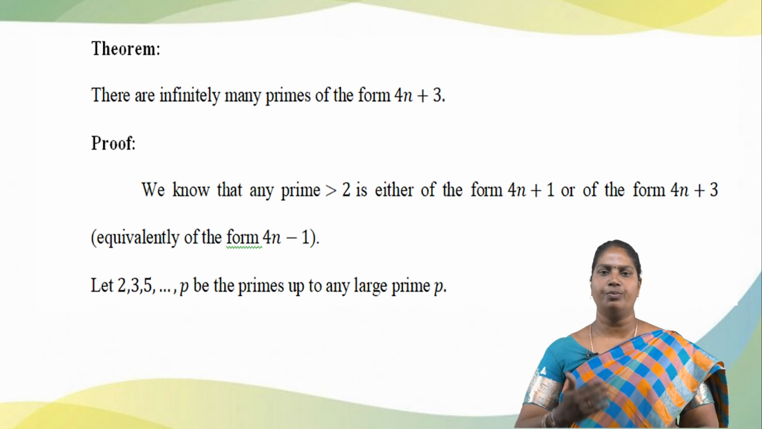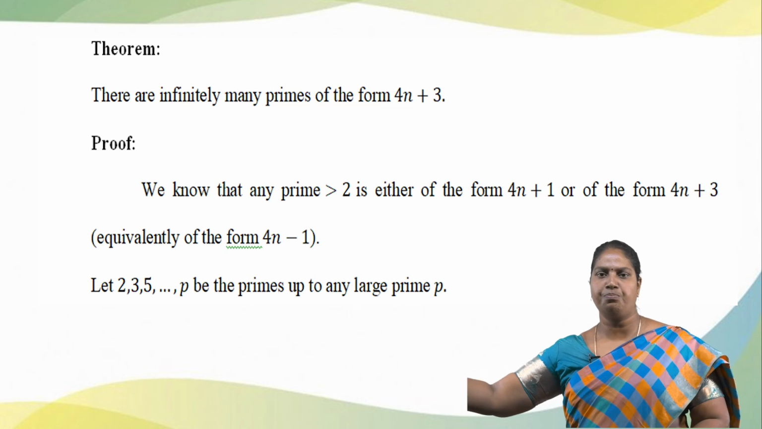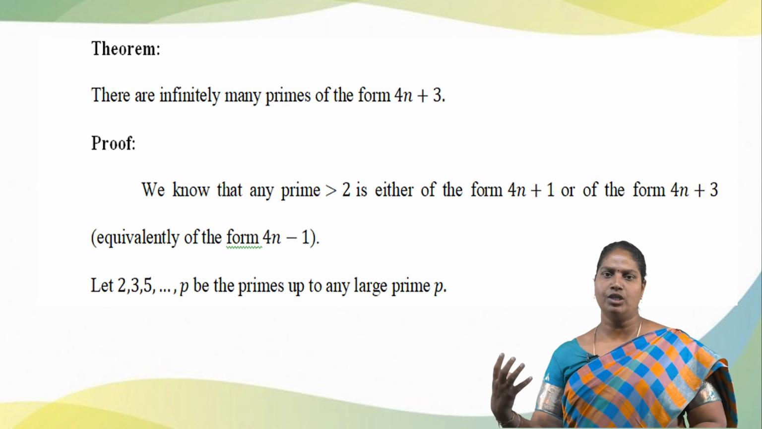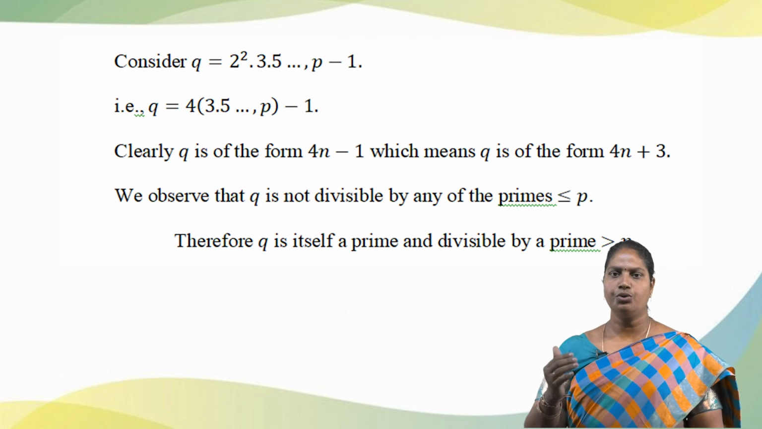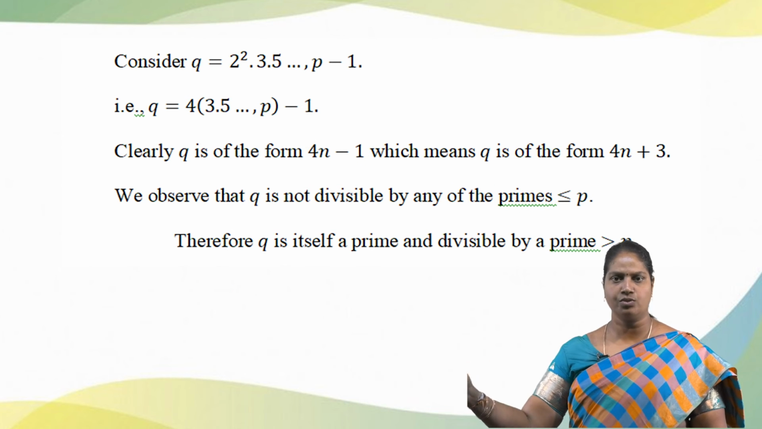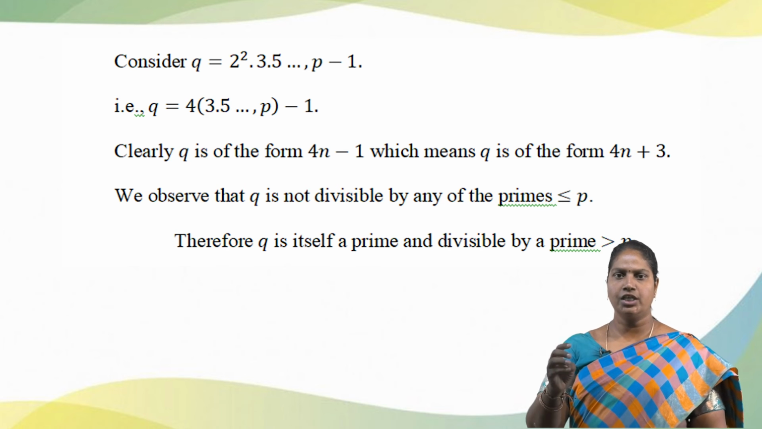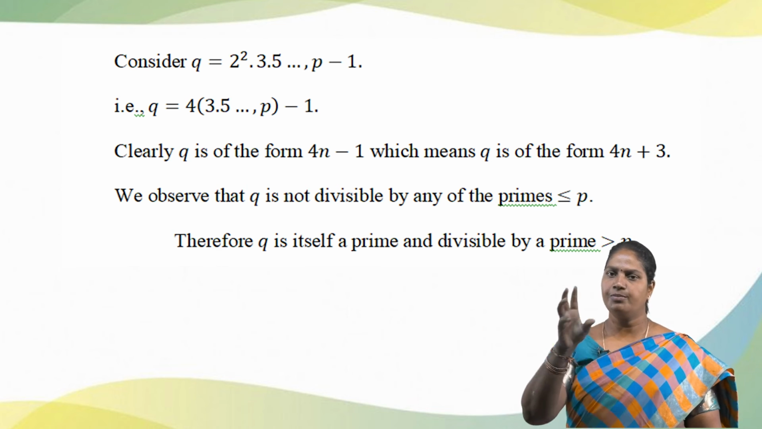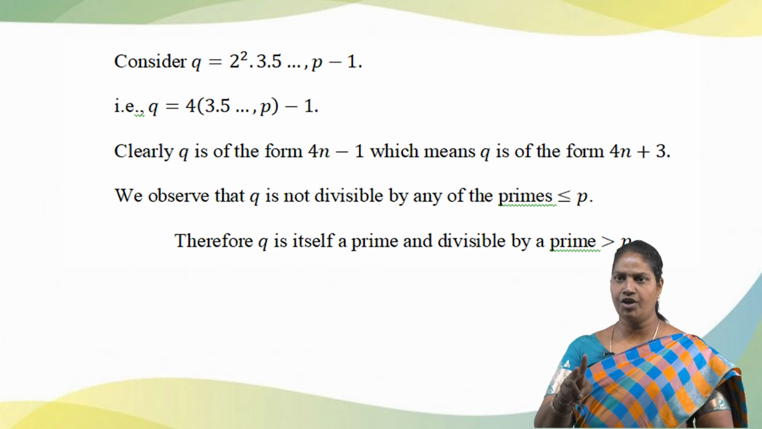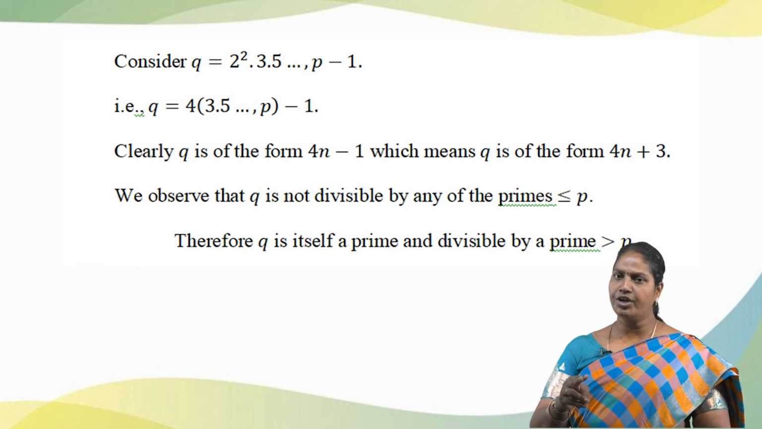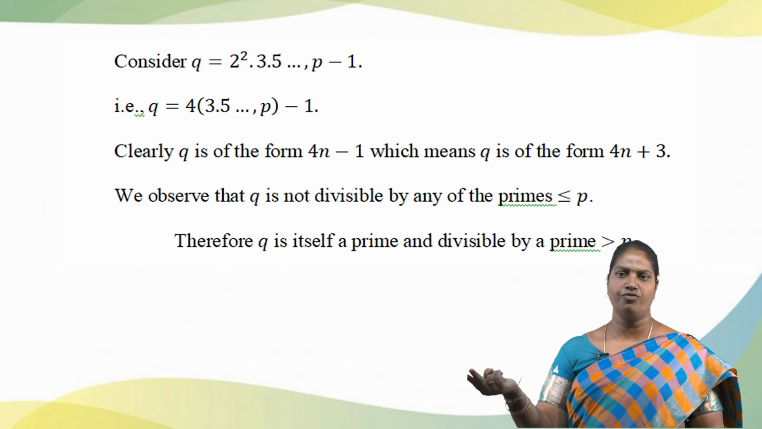So now let us prove the result. Let us consider the prime numbers 2, 3, 5 up to some prime p. Now consider an expression q. The q is nothing but 2 square into 3 into 5 up to p, minus 1. So 2 square is nothing but 4. So q is nothing but 4 times 3 into 5 up to p, minus 1. So we observe that it is of the form 4n minus 1, where n is the product of 3, 5 and so on up to p. And we know that 4n minus 1 is an equivalent form of 4n plus 3. So q is of the form 4n plus 3.